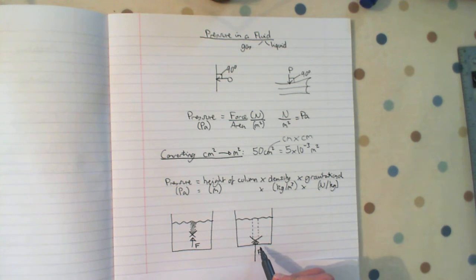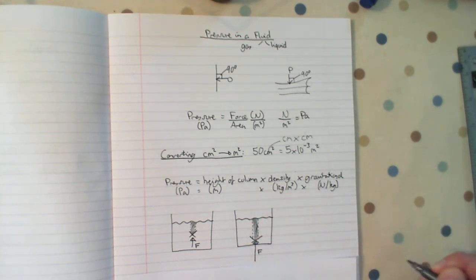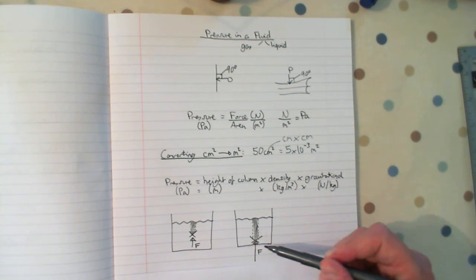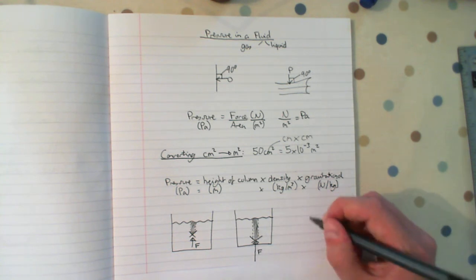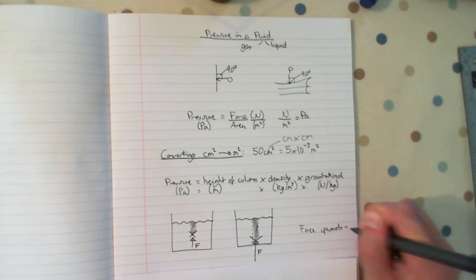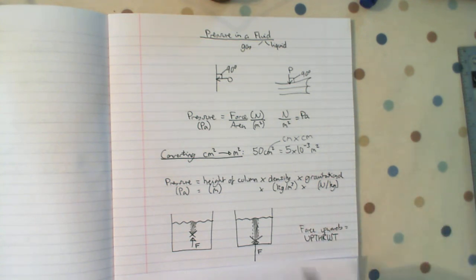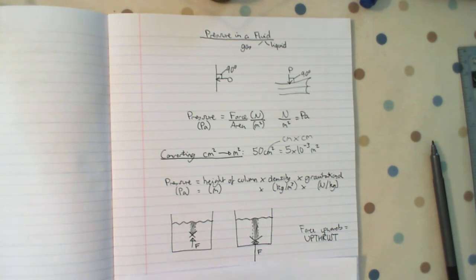In this second example here, I've got a greater column of water above, so I've got more mass, more particles of water, so there's a greater pressure acting at point X. Because there's a greater pressure acting at point X, there's a greater upthrust. So the force upwards is called upthrust, and that's due to the pressure. So the further down you go in a liquid, the more upthrust you get because there's more pressure.